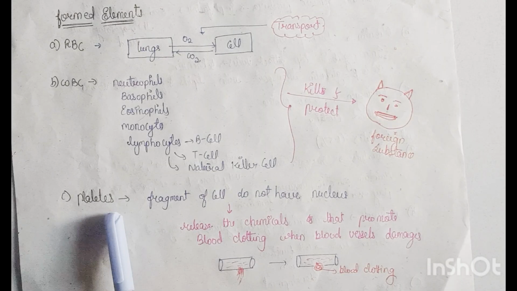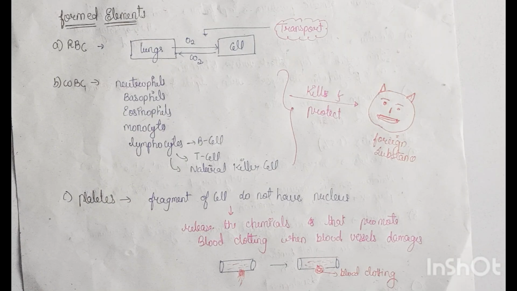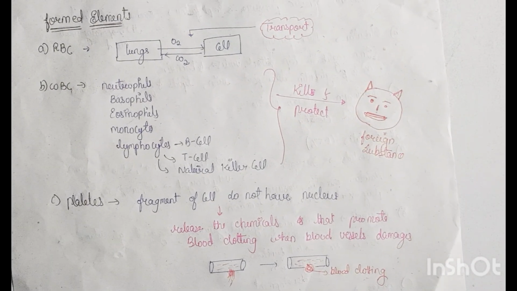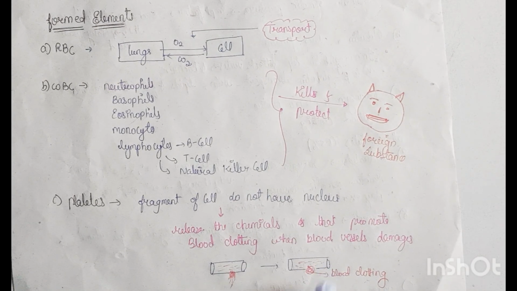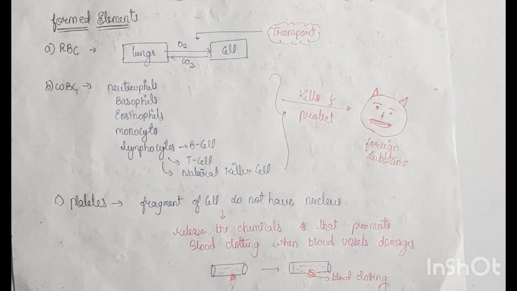Last are the platelets, which are cell fragments that do not have a nucleus. They release chemicals that promote blood clotting when a blood vessel is damaged. A damaged blood vessel means excessive blood loss, so in that condition, blood clotting helps to prevent the blood loss. So this is about the blood plasma.